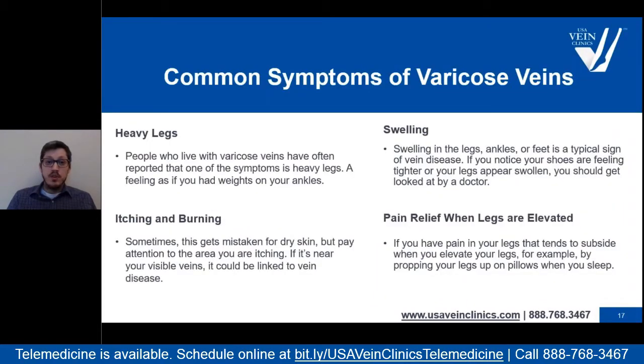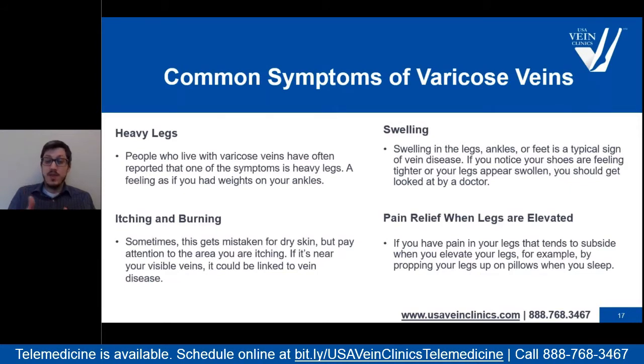Some of these symptoms we already talked about. Heaviness is the #1 symptom. Blood is heading down, but the veins cannot bring the blood back up. So that creates extra weight in the legs. Heaviness is the #1 symptom we see from varicose veins. Also itching and burning. As the blood just sits in the veins, it tends to cause those symptoms: itching, burning, crawling sensation. Swelling is very common.